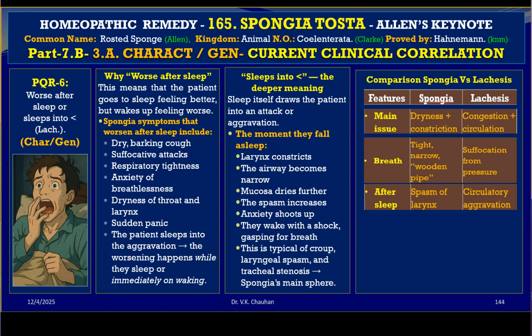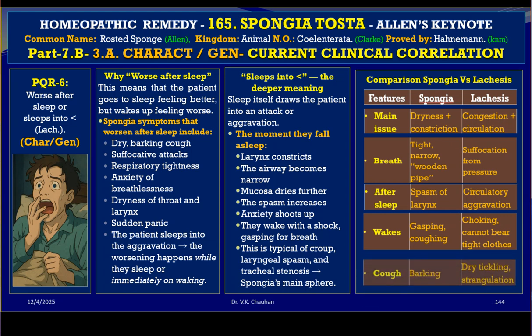And then we go to the next point, which is wakes up. Here, Spongia wakes up grasping, coughing, and Lachesis wakes up choking, cannot bear tight clothes. Cough is barking in nature for Spongia, and you will find dry, tickling strangulation in case of Lachesis.